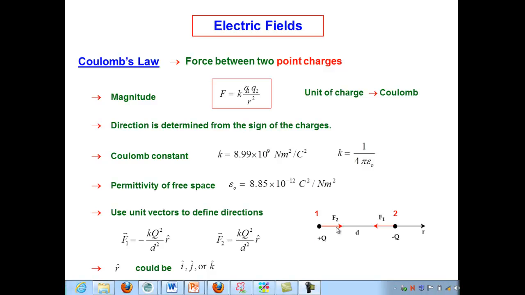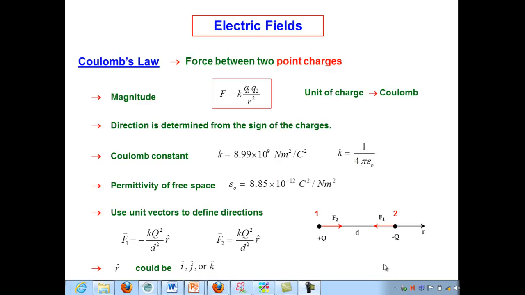Similarly, the force that charge 2 exerts on charge 1 is the force labeled F2 on the diagram, and that will have magnitude KQ squared over d squared, and the direction, of course, is to the right because the positive charge is attracted by the negative charge. So it's in the positive r hat direction. Depending on our coordinate system, this r hat could be i or j or k.